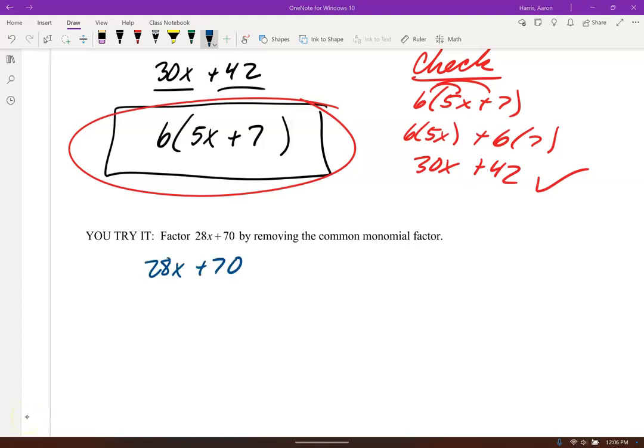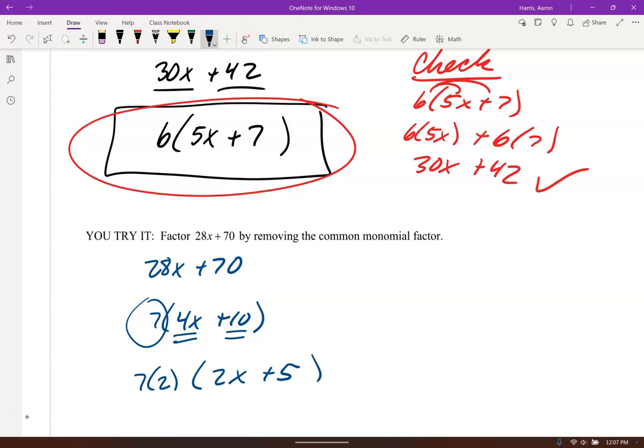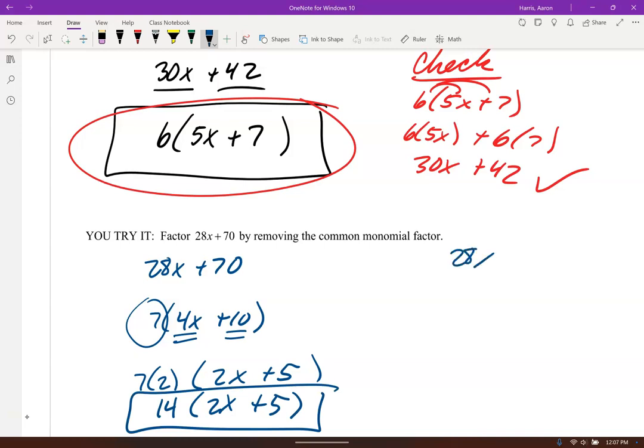So let's say you said the greatest common factor of 28 and 70 is 7. It's actually not, because notice 4 and 10 both have a common factor of 2. So you can actually take a 2 out as well. So the greatest common factor is actually 14 on this one, right? So if you have 28x plus 70, their greatest common factor is 14, and you're left with 2x plus 5.